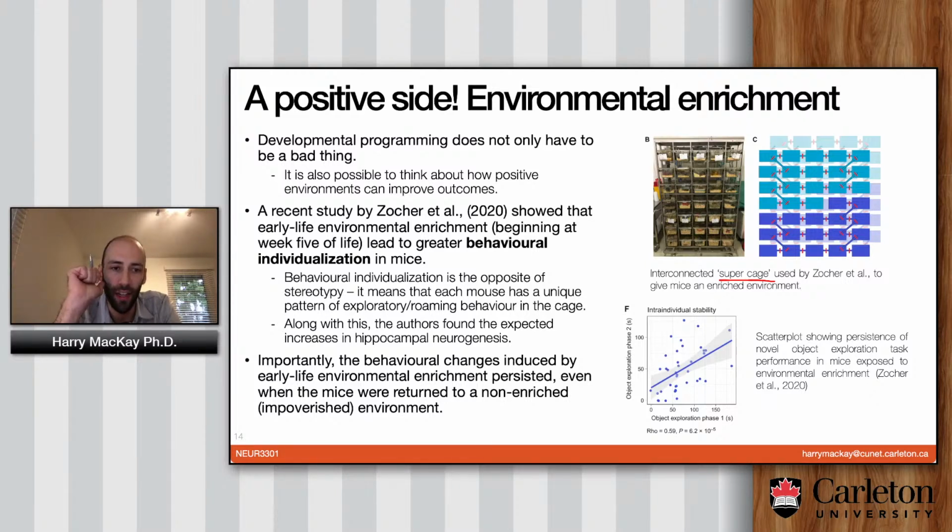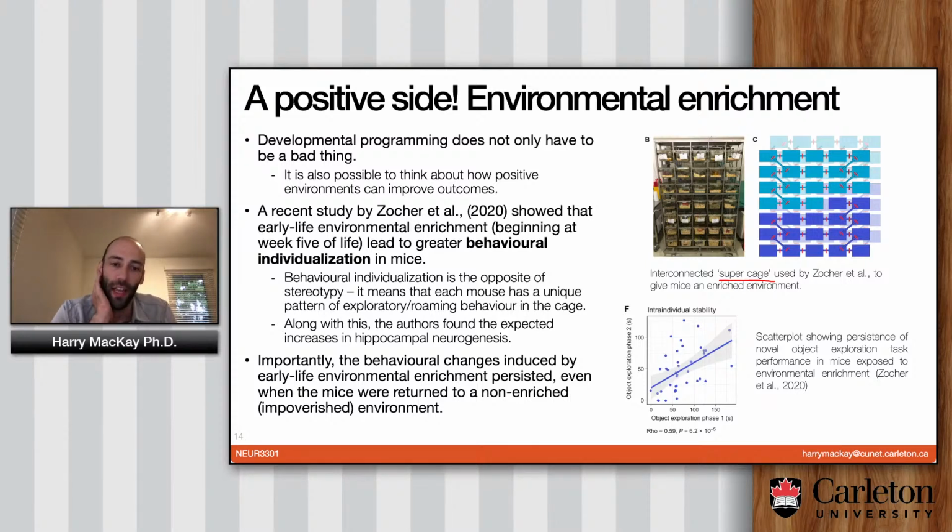What they showed is that exposure to this type of environmental enrichment led to greater levels of what we call behavioral individualization in mice. If you think about stereotyped behavior as a mouse doing the same exact thing over and over again, doing the same repetitive thing, behavioral individualization is the exact opposite of that. Mice behave in an almost creative way where they do new things all the time. It's the difference between a boring pet and an interesting pet, I guess. And the enriched environment leads to higher levels of that.